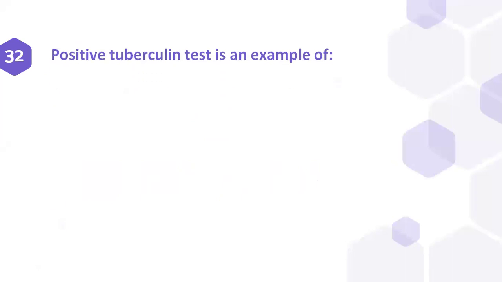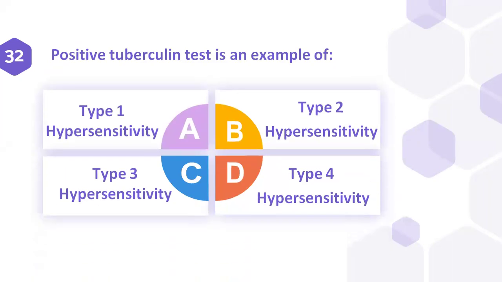Next, positive tuberculin test is an example of option A, type 1 hypersensitivity, option B, type 2, option C, type 3, option D, type 4 hypersensitivity. So positive tuberculin test, what is the answer? Here that is type 4 hypersensitivity, that is delayed type hypersensitivity or cell-mediated hypersensitivity that belongs to the tuberculin skin test.